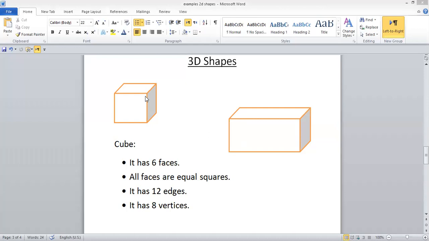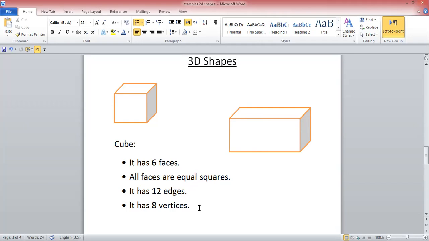And guys, it's very easy to recognize a 3D shape, whether it is a cube or a cuboid. In a cube, all faces must be equal squares. Whereas in a cuboid, some of the faces should be rectangular. Look, there is no rectangular shape in a cube, but in a cuboid, you will find some rectangular shapes.